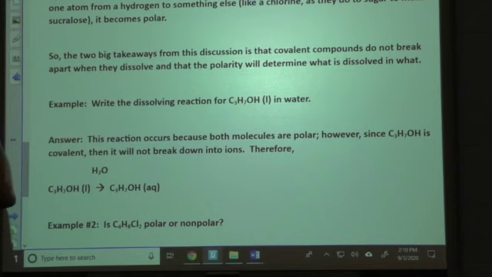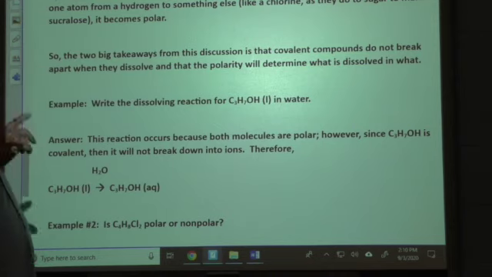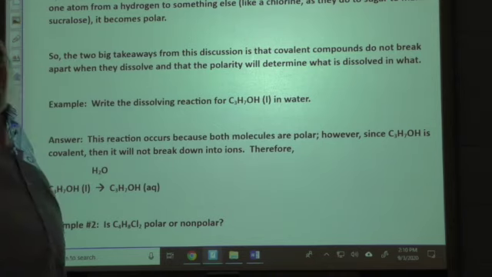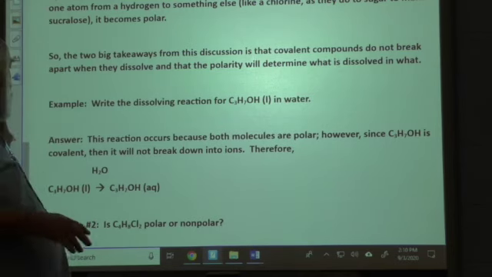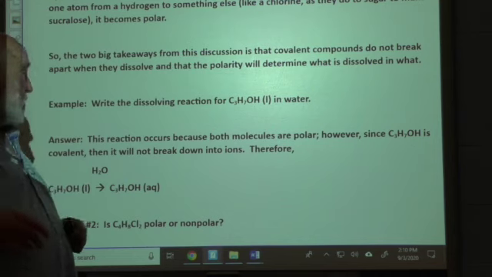So the two big takeaways from this discussion are that covalent compounds do not break apart when they dissolve, and that the polarity will determine what is dissolved in what. And so the problems that we're going to deal with today deal with polar molecules.